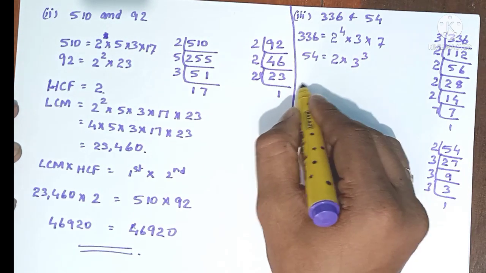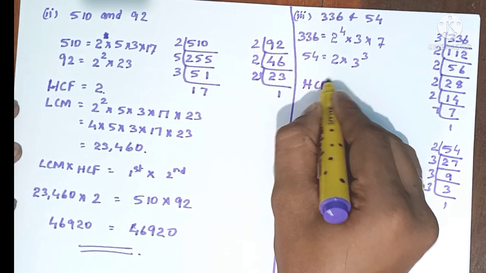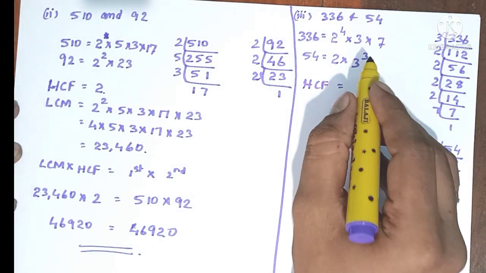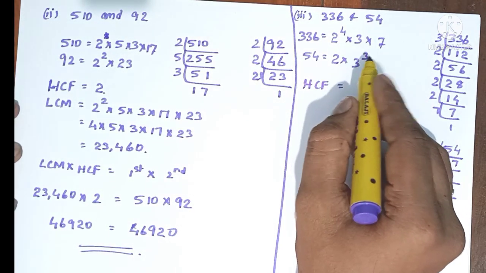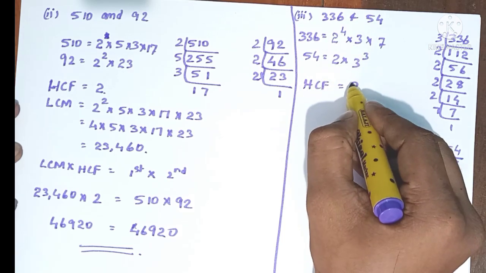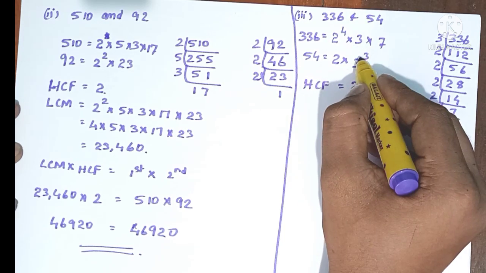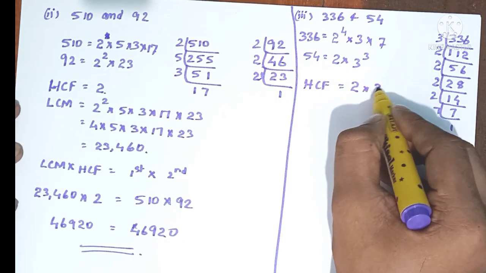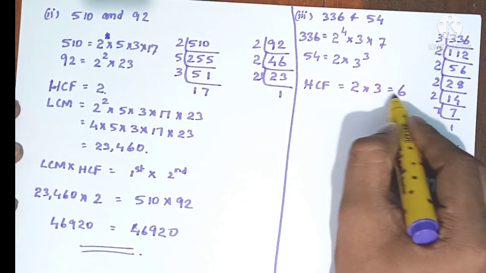So what is HCF here? HCF is the highest common factor. What are the common factors here? 2 is here, 2 is here. So 2 is a common factor. Into 3 is here, 3 is here. So 3. So the HCF is 6.